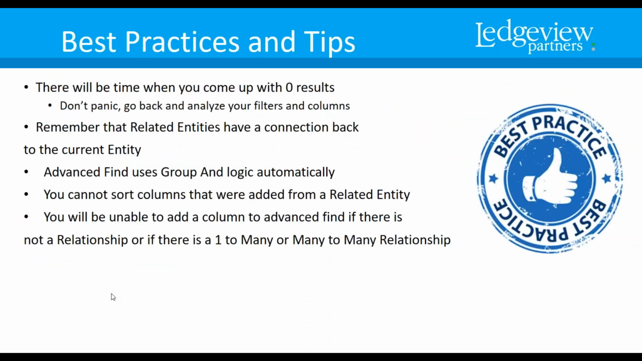Some best practices and tips: there are going to be times that you're going to come up with 0 results, and you know for a fact that there are results in your system. Don't panic. Don't get frustrated at advanced find, because trust me, it can happen. Go back and analyze your filters and columns. It could be that you have the wrong column set, or you set the filter to does not equal instead of equals. There are many different pieces, so go back and analyze those filters and columns.